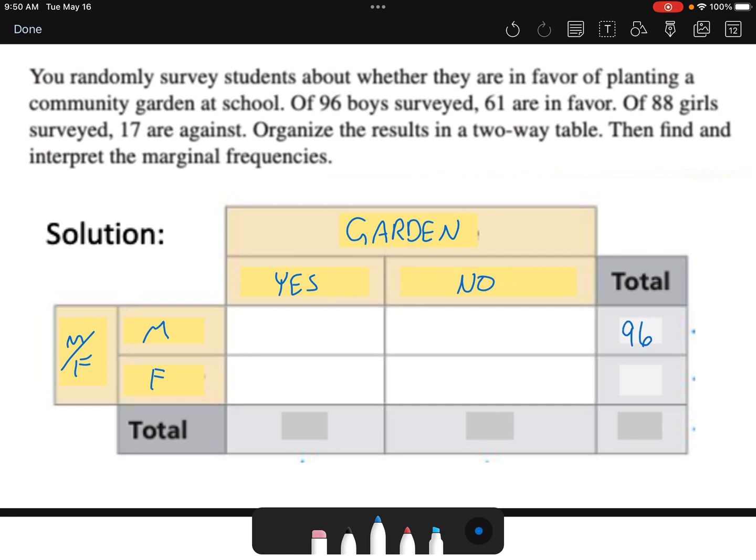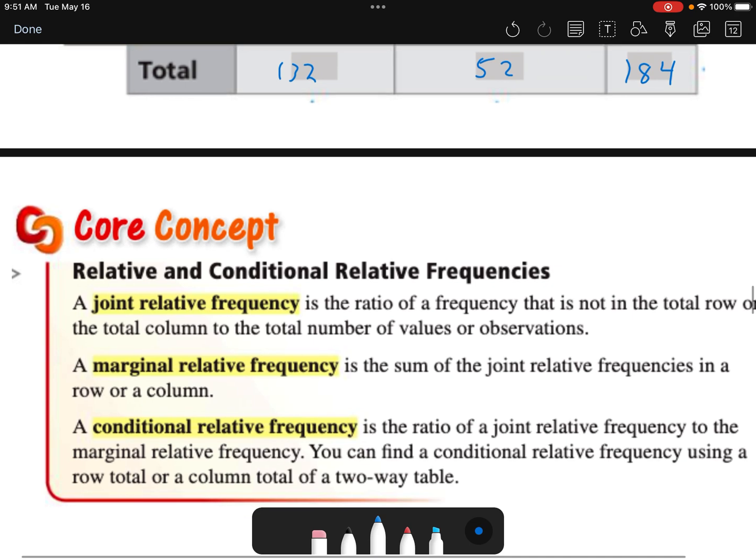Well, they surveyed 96 guys. 61 are in favor. They interviewed 88 girls. 17 were against. And now you just fill in the table. 88 minus 17, 96 minus 61, it's 132, that's 52, 14, that should be 184, and those add up to 184. So again, we can look at this and just come up with all kinds of probabilities from that table.